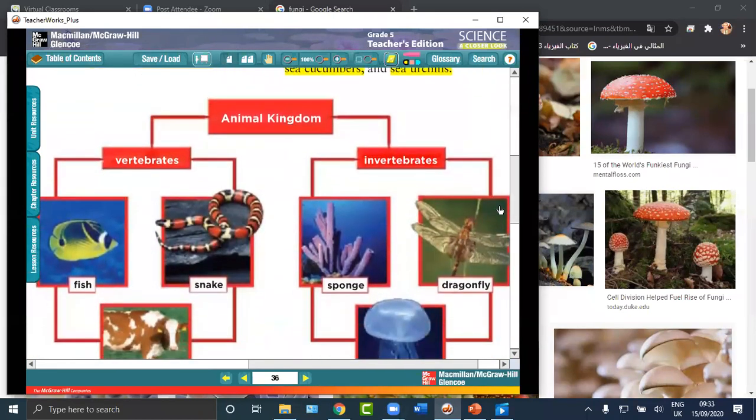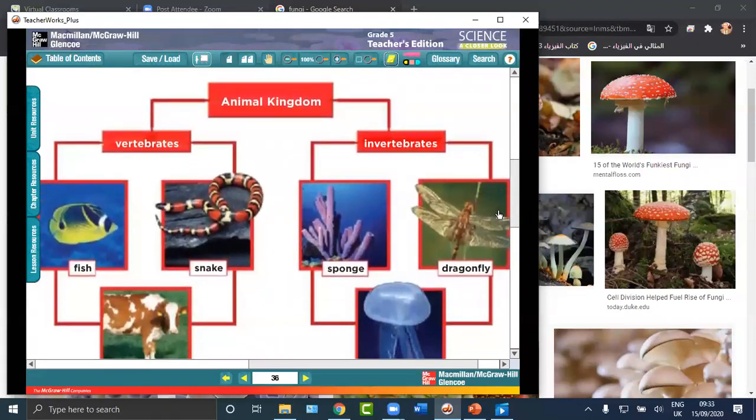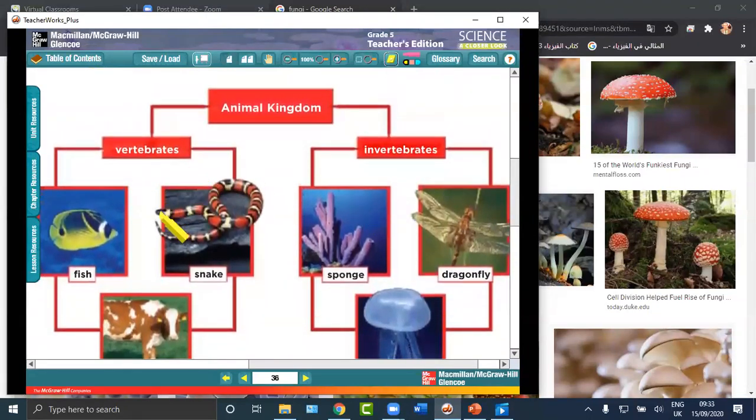Here, look at the pictures. Animal kingdom, vertebrate. This is an example: fish, snake, skunk. An example of invertebrates: dragonfly.